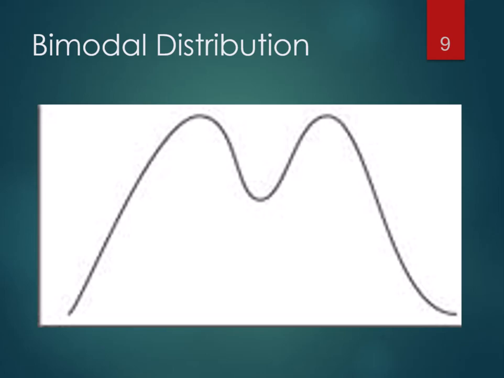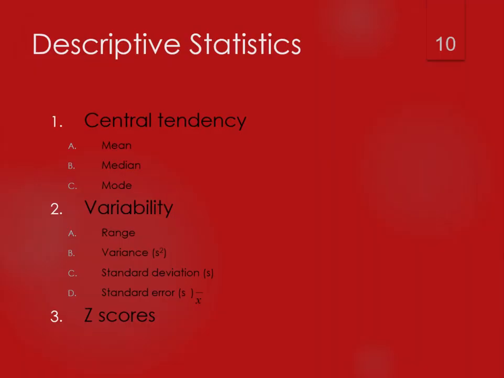Alright, let's talk more about descriptive statistics. Most of these should have been covered previously in Stats 1. Central tendency, we got mean, which is the numerical average, median, which is the middle, if we arrange all the scores from highest to lowest, and mode is most frequently occurring.